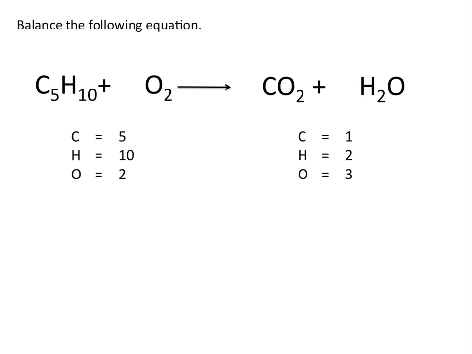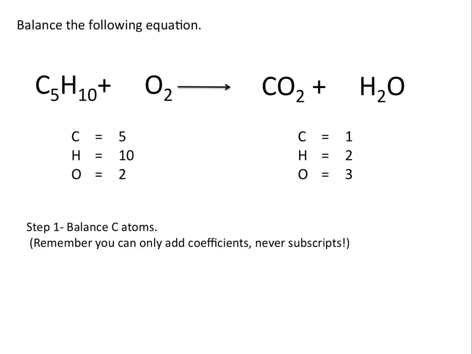I think that it's always helpful to start balancing combustion reactions by balancing the number of carbon atoms first. And we need to remember that when you balance equations, you can only add coefficients in front of your molecules. You can never change the subscript, because if you change the subscript, you change the identity of the molecule. Now, because we have 5 carbon atoms on the reactant side, we need to put a 5 in front of CO2 on the product side to give us 5 carbon atoms on the product side.